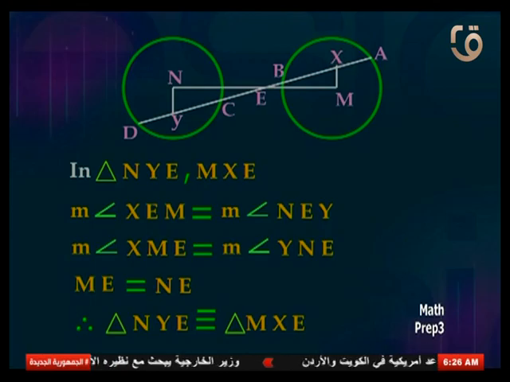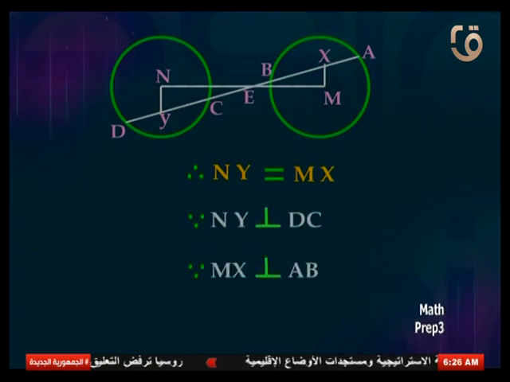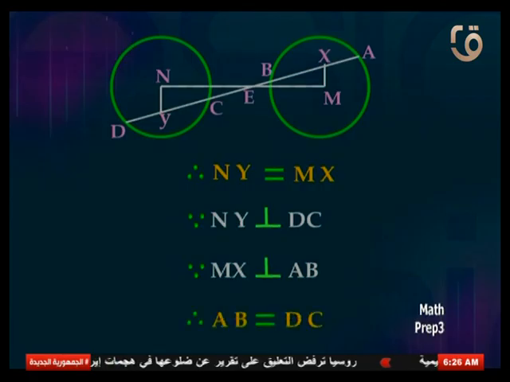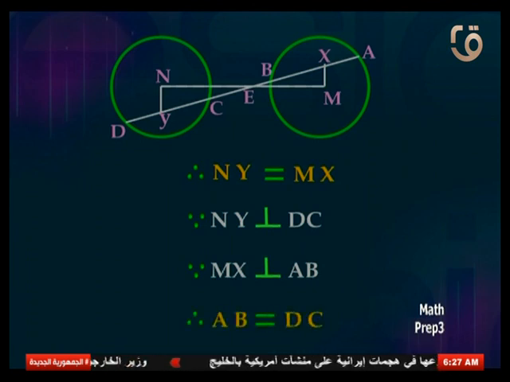So the perpendicular distances are equal in two congruent circles, as NY is perpendicular to DC and MX is perpendicular to AB. So we can say that the two chords AB and CD are equal in length.